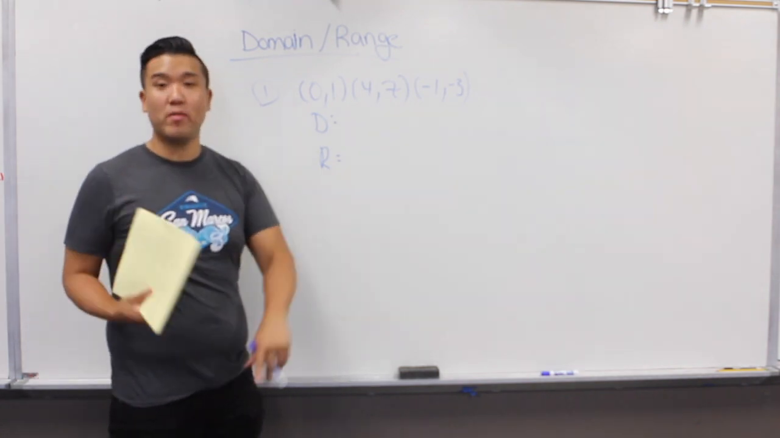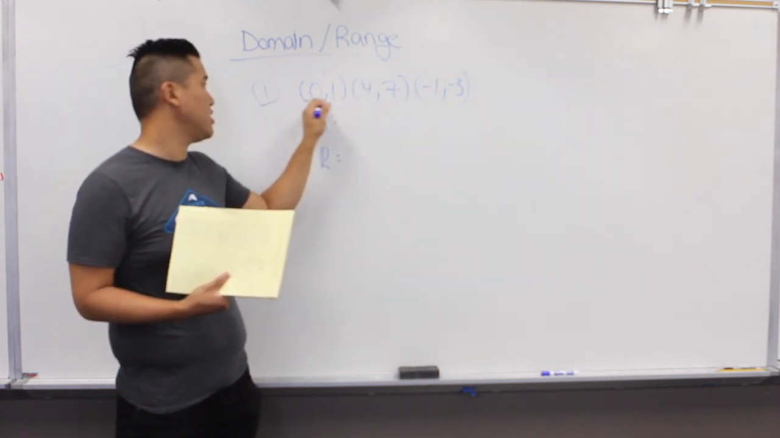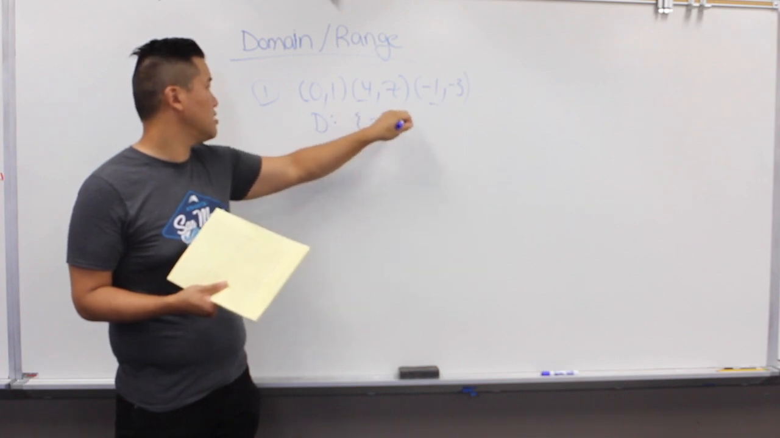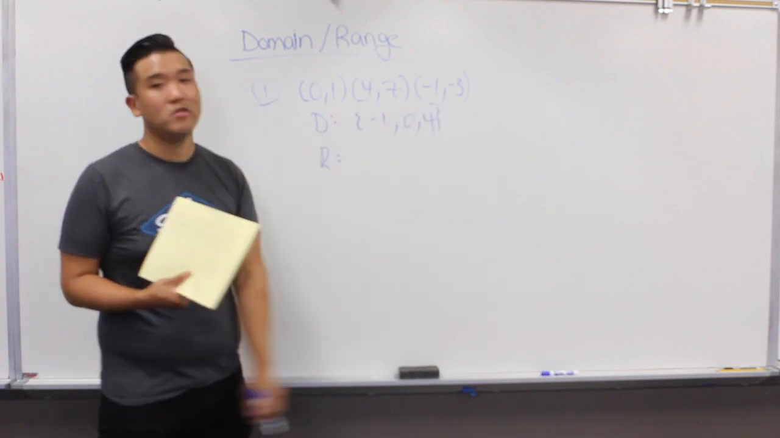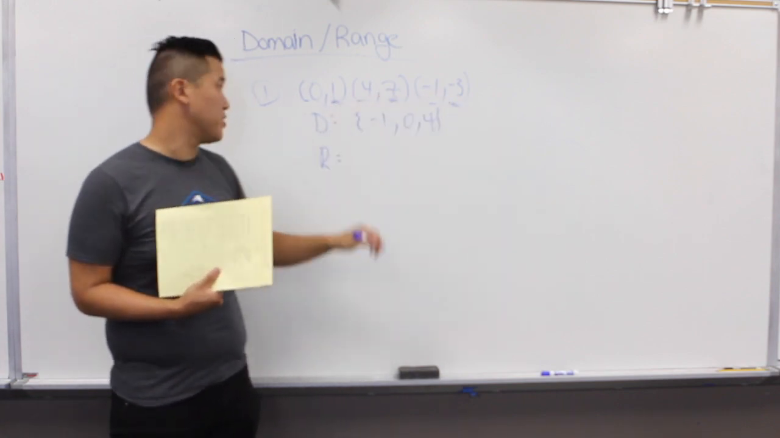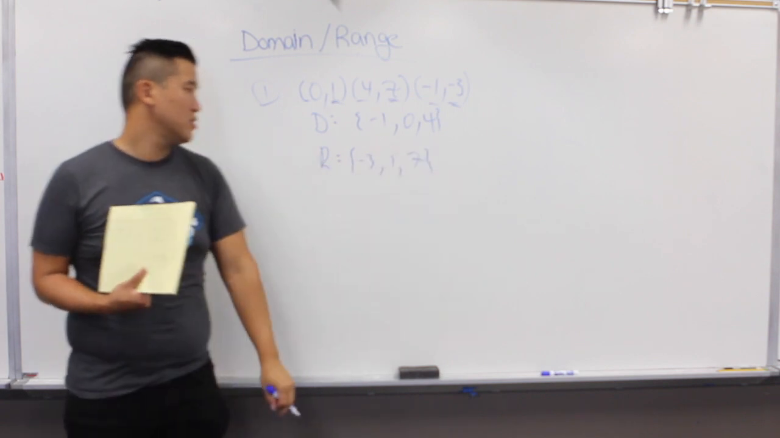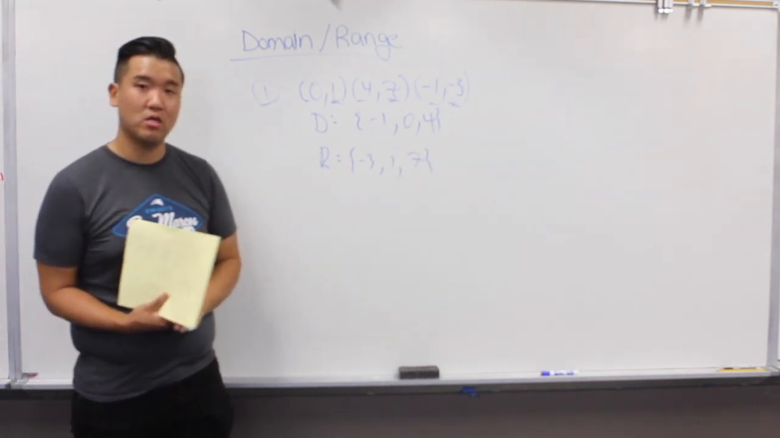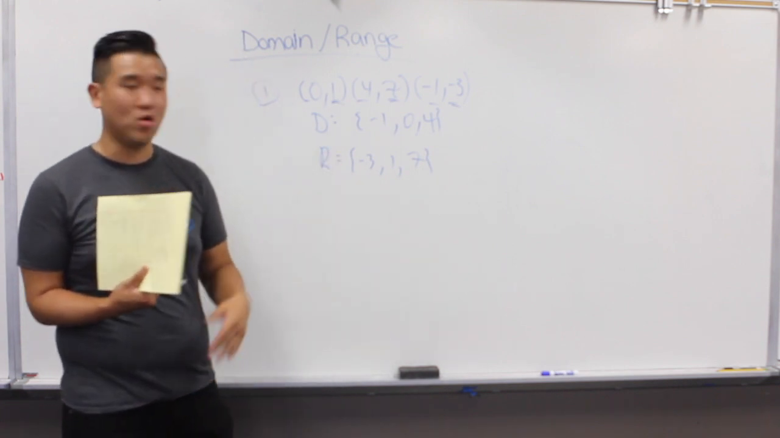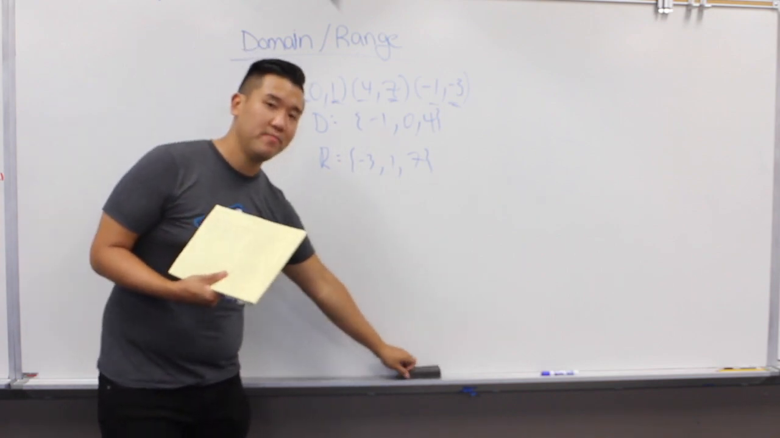So what is my domain? Well, left to right, my x values. So here is my domain. Put it in order: -1, 0, 4. My range, my y values. I'll put it in order. So you want to do -3, 1, 7. Check to see if you got the right answer. If you got a little bit incorrectly, it's okay. There shouldn't be any less thans or greater thans or open brackets or closed brackets because it is not a continuous function. Okay?